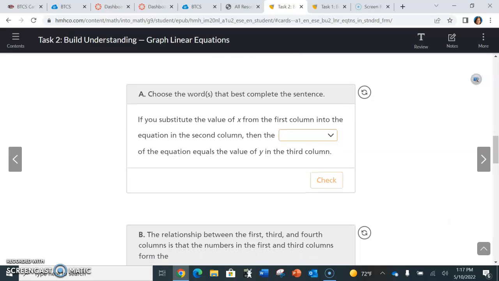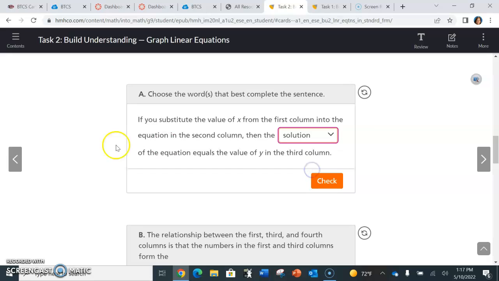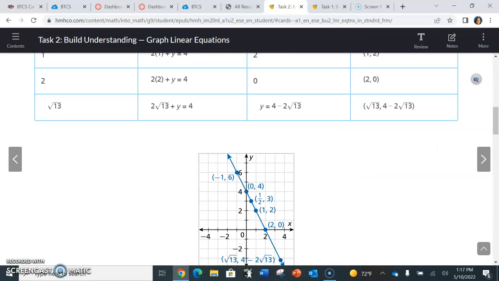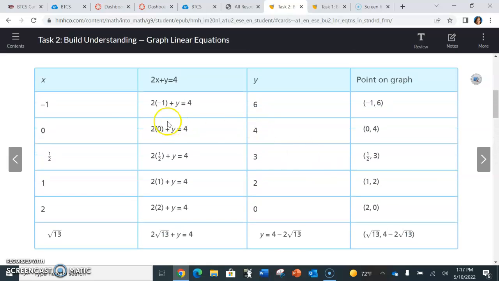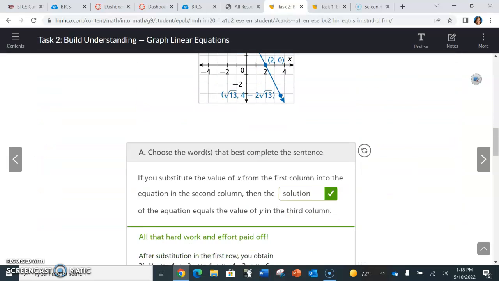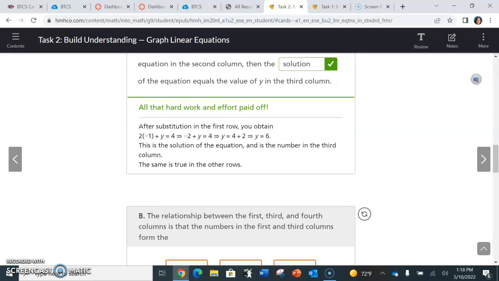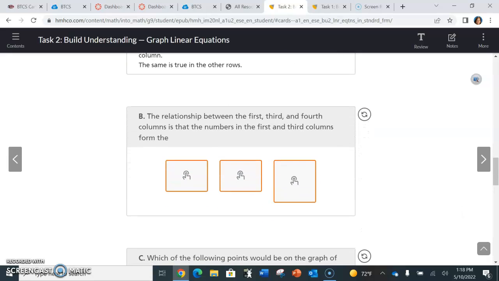All right, so it says choose the words that best complete the sentence. If you substitute the value of x for the first column into the equation in the second column, then the solution of the equation equals the value of y in the third column. So we did look at that here. If you look at this first example again, if I solve this, I get -2. When I add 2 to both sides, 4 plus 2 is 6, y equals 6. So that's what it means to find the solution. That gives you your y value.